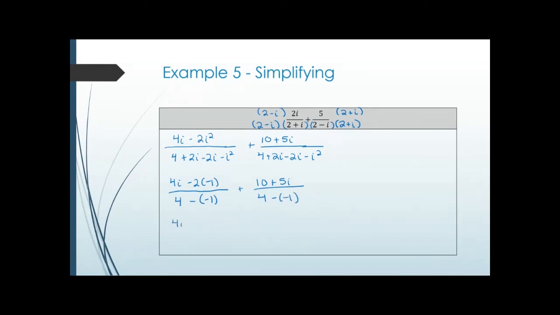So now I have 4i plus 2, and then 4 minus negative 1 is 5, plus 10 plus 5i over 5. So now when I add these, I add the like terms. So I add the real parts, 2 plus 10, which is 12. And the 4i plus 5i, 9i. And then the denominator is 5. And then we split this up. So that's 12 over 5 plus 9 over 5i.